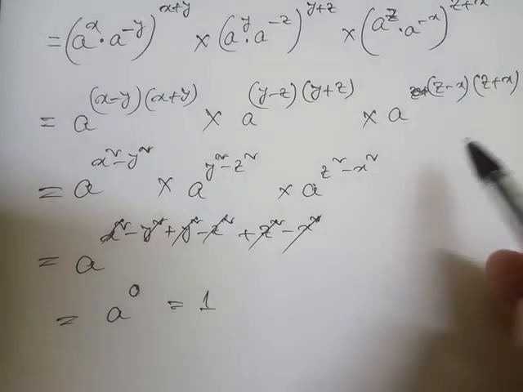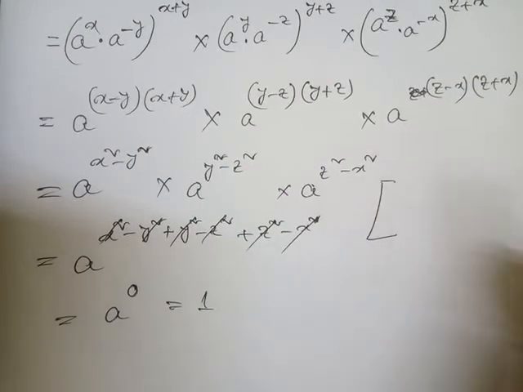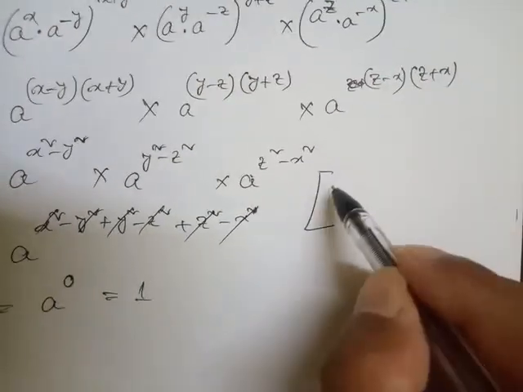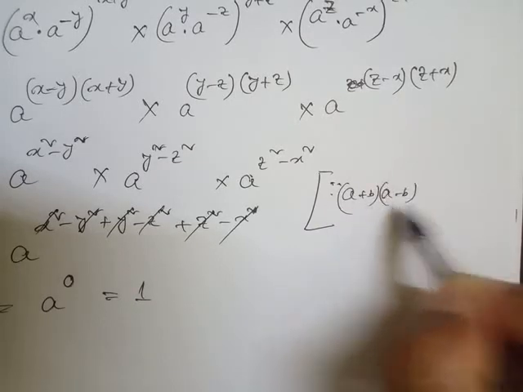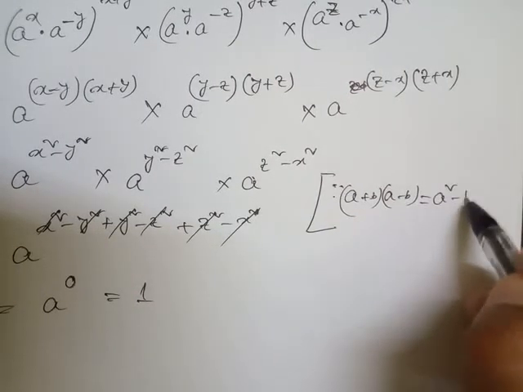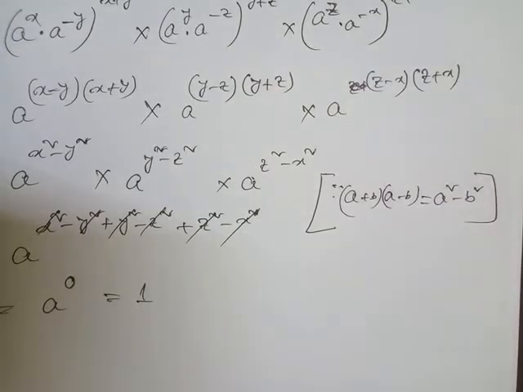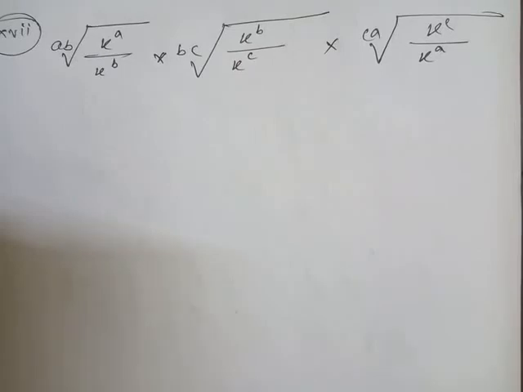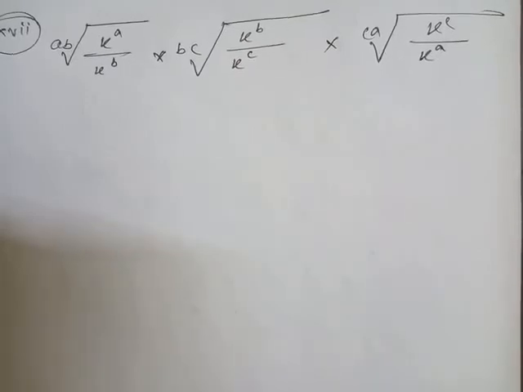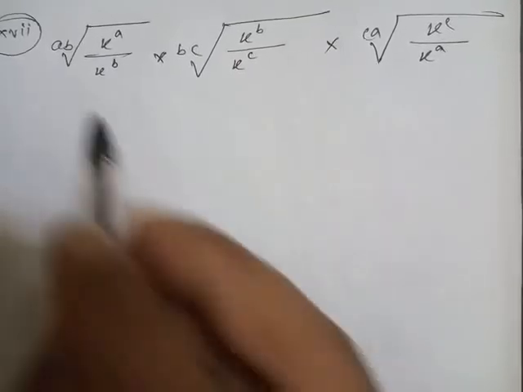Just I am writing the formula here so that you will not get confusion. Like the formula is, since a plus b and a minus b, there will be a square minus b square, the formula. Look student, this is the last sum of question number 7, and this sum is quite important and quite different also. Now look how to solve this one.